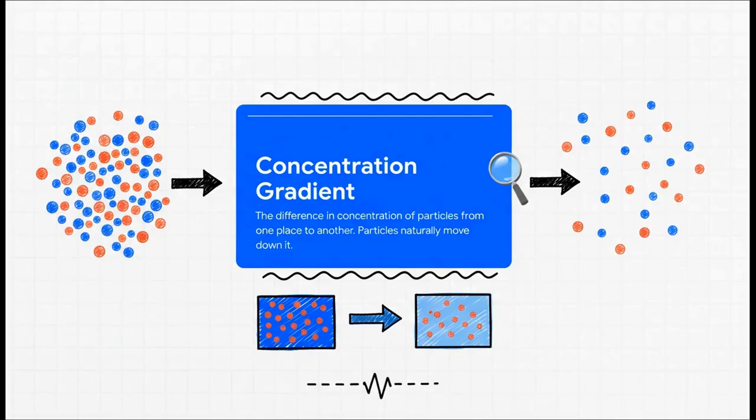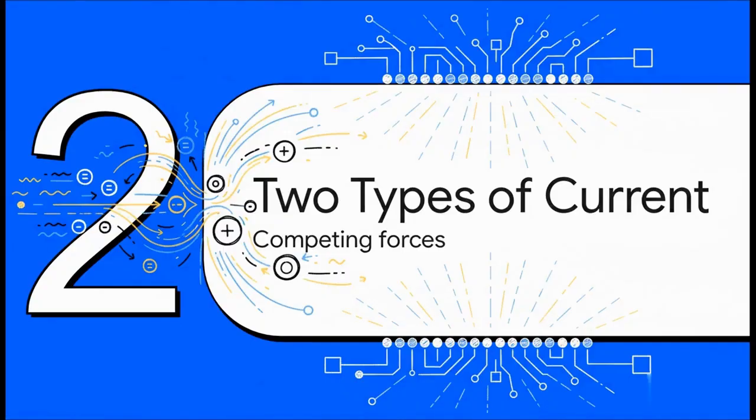Now, there's a name for this, of course. Scientists call it moving down a concentration gradient. It's just a fancy way of saying that things in the universe tend to spread out, moving from where there's a lot of them to where there's not so many, until it's all balanced. And believe it or not, that simple fundamental idea is the engine behind some of the most advanced tech on the planet. All right, you with me?